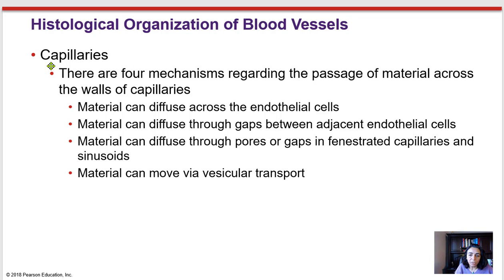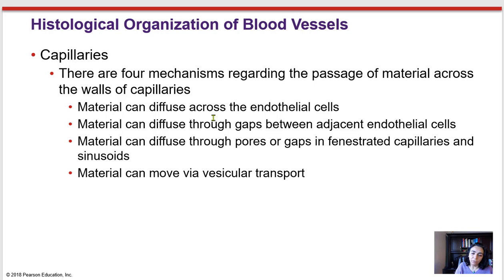Now, for the capillaries, this is about the mechanisms that help the passage of material across the wall of the capillaries. So there are 4 ways that material can pass between the inside and outside of the capillaries, right? In other words, to be exchanged between the blood and the tissue around.